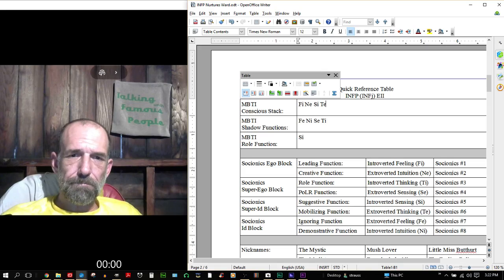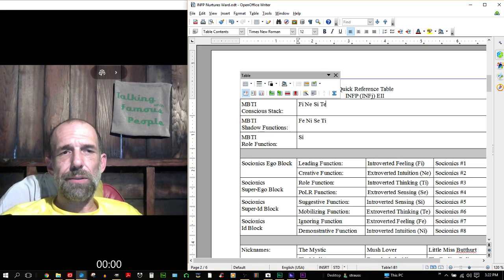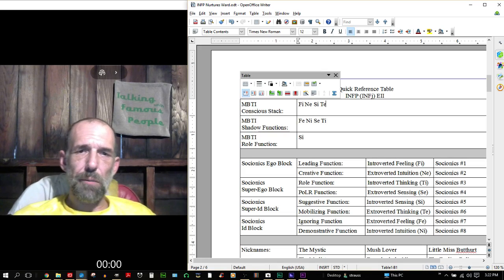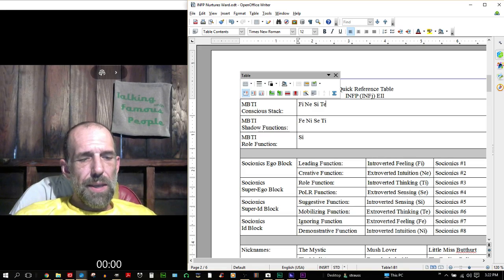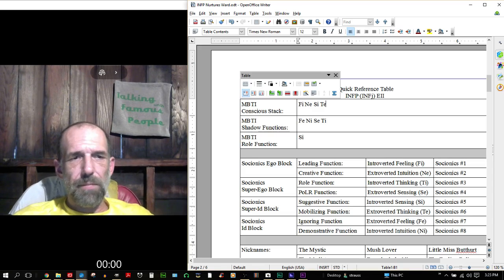And much as MBTI calls your second function a tool function, socionics treats it much the same way, calling it the creative function, that with which you act in the world, basically. Or the main tool which you use to process the information that comes through the frame of your dominant function. Let's put it that way.